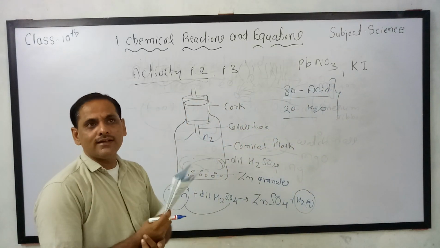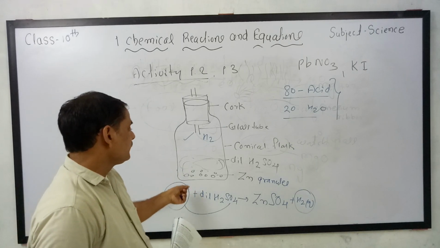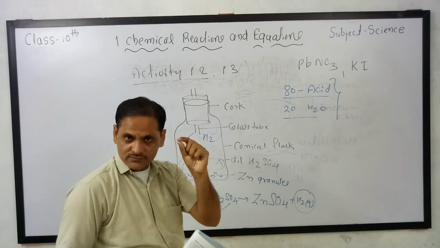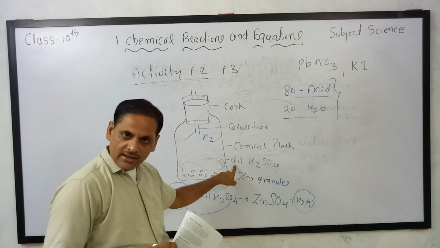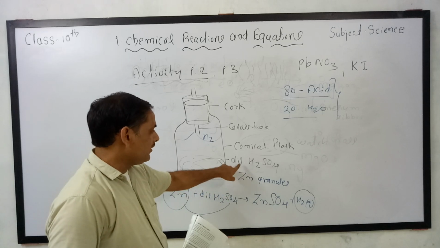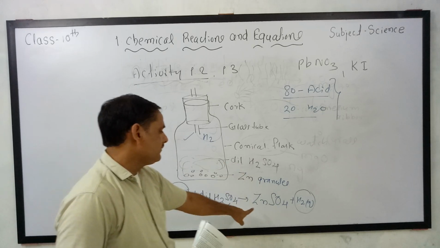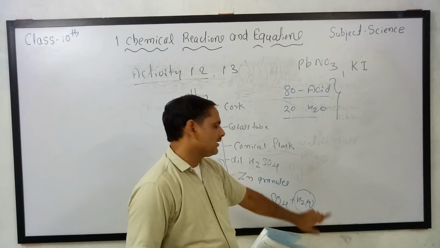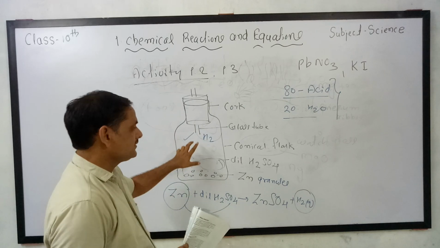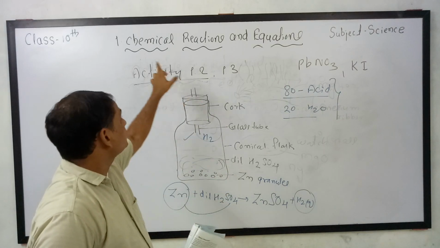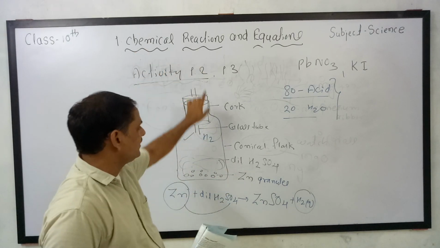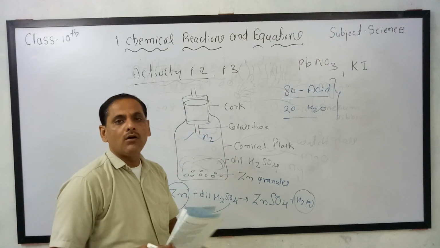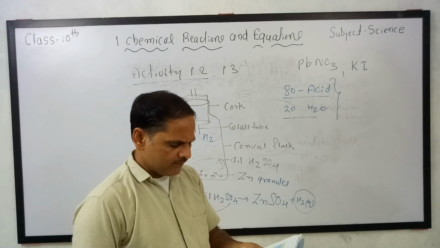So this activity we also discuss here. Suppose we take a small piece of zinc granule and we take dilute H2SO4. When zinc and H2SO4 react, then ZnSO4, named zinc sulfate, and H2 gas are released here. This is also one type of chemical reaction. The chapter name is also chemical reactions. So this is another example of chemical change, right?